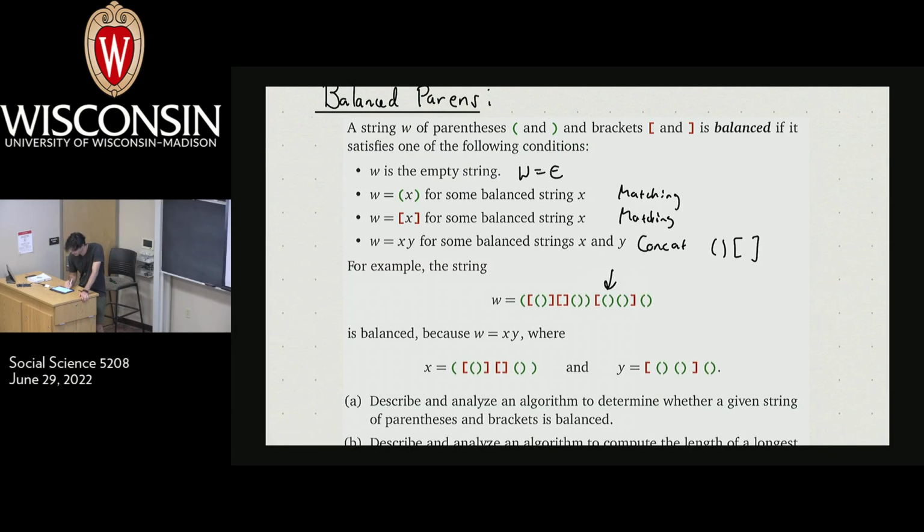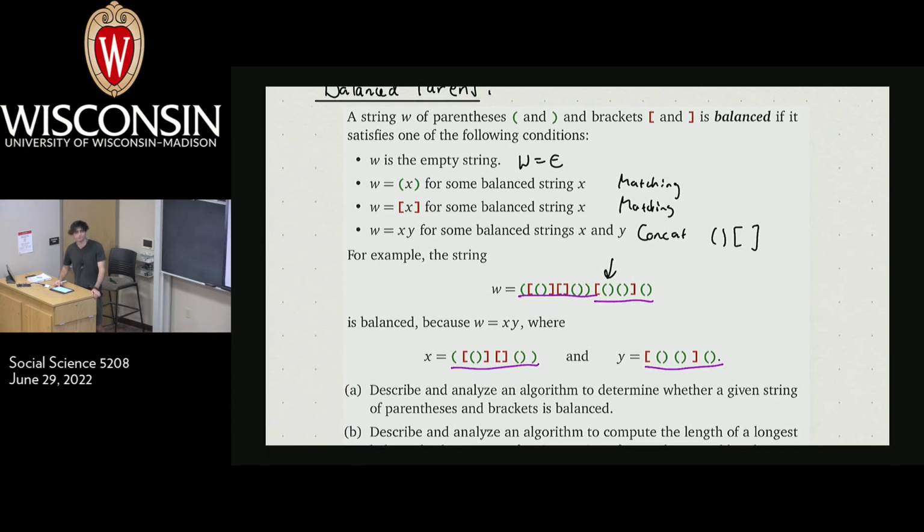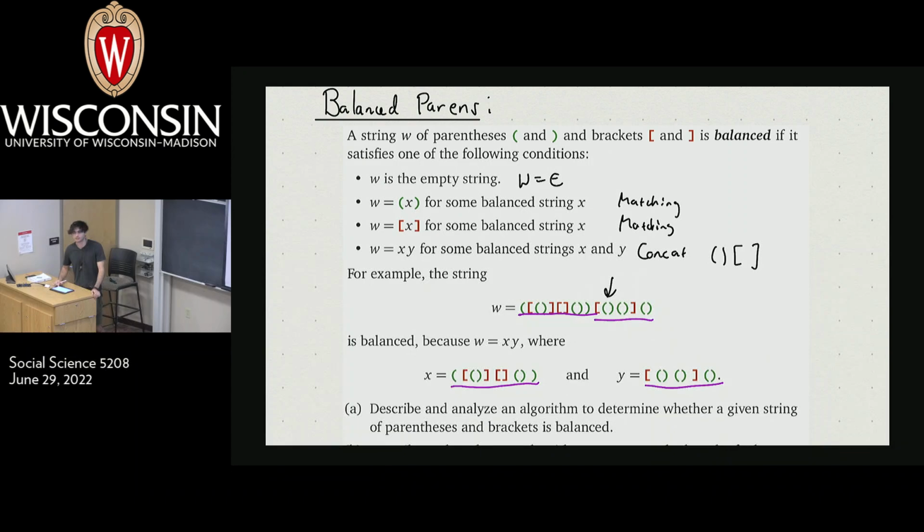And you can prove this one's balanced by breaking it up into pieces. The first piece, x, is balanced, the second piece, y, is balanced, and then recursively you figure out if those are balanced, etc. Okay? So any questions on what balanced strings are?